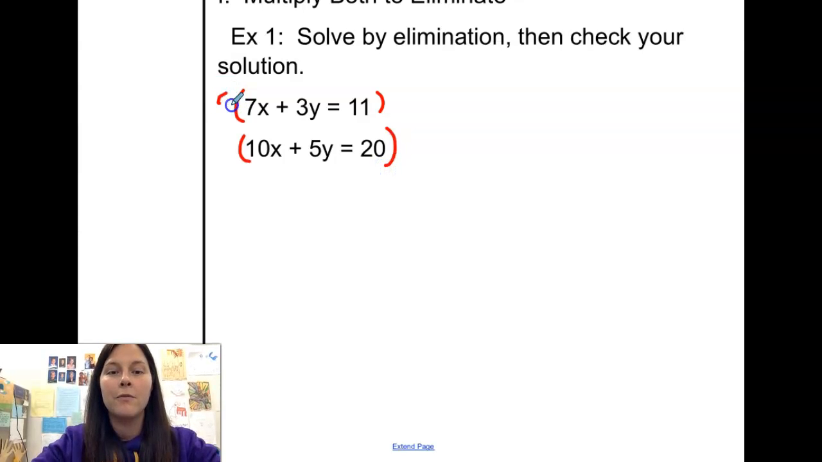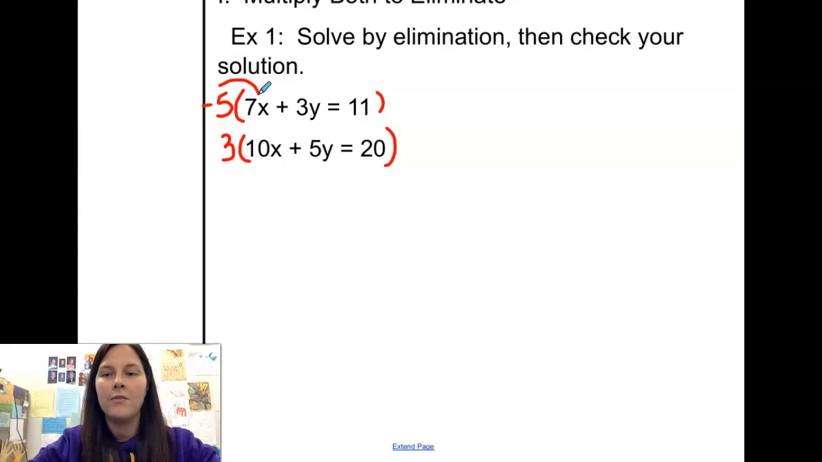So I'll multiply my first y by 5. 3 times 5 will give me that 15. And I'll multiply my second y by 3. 3 times 5 gives me 15. However, both of my 15s will be positive. So I'm just going to choose one of those numbers to make negative so that my 15s will be opposite signs so that they'll cancel.